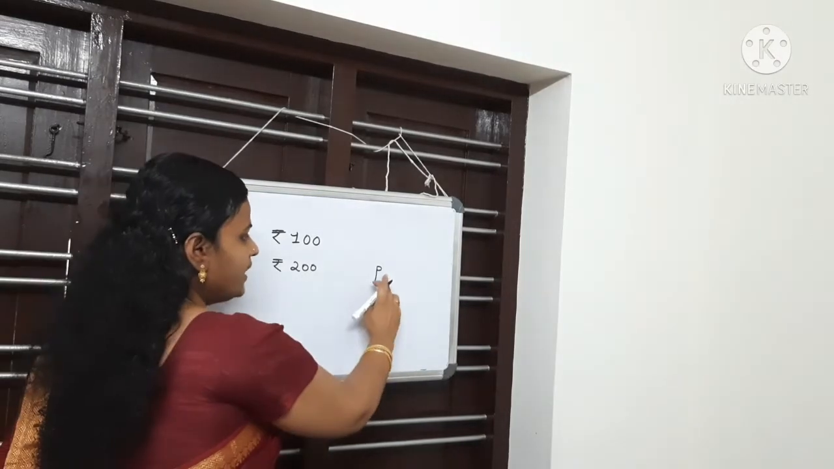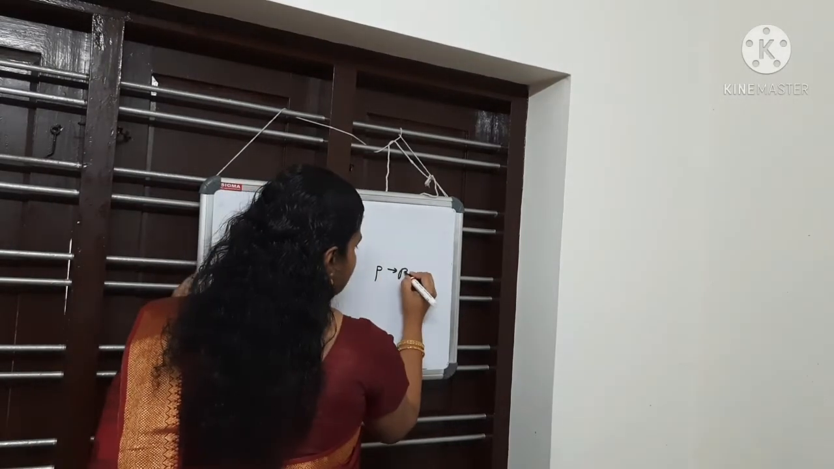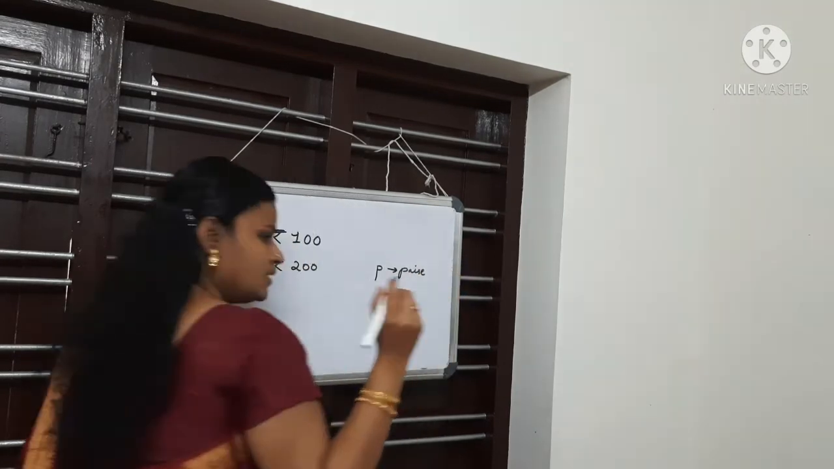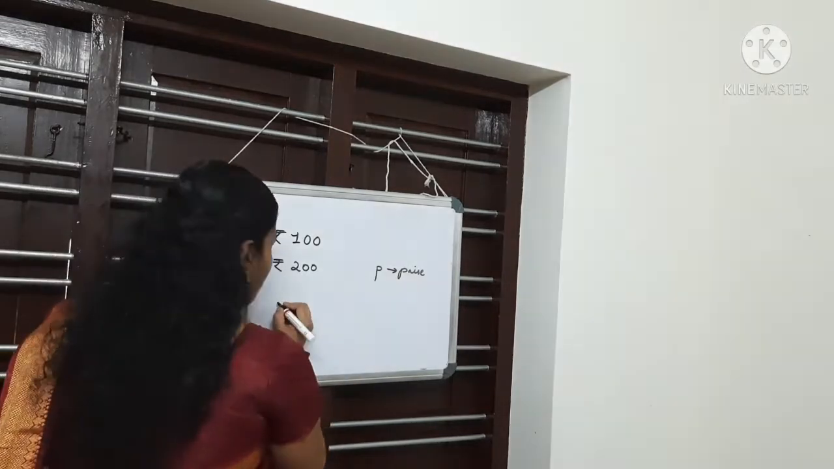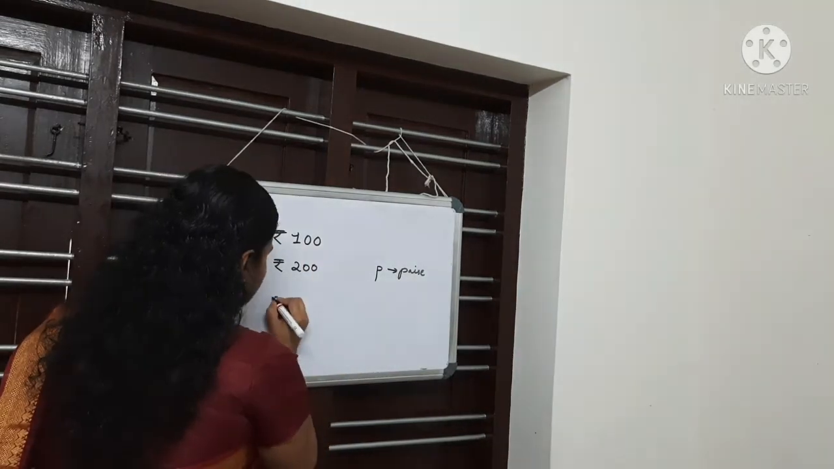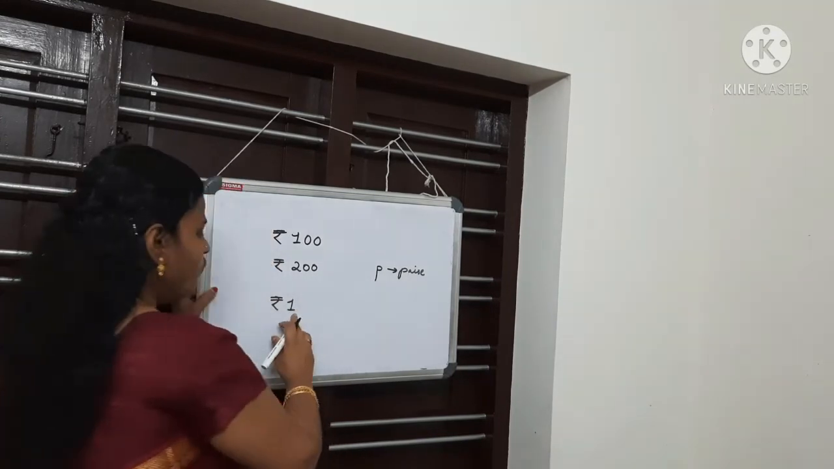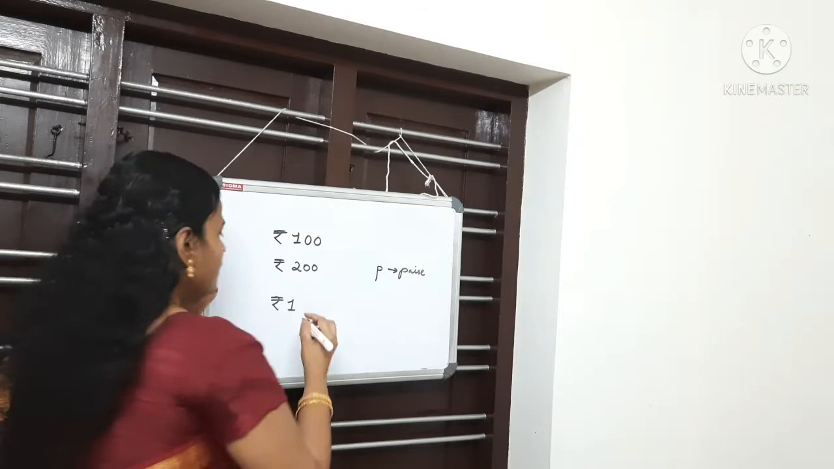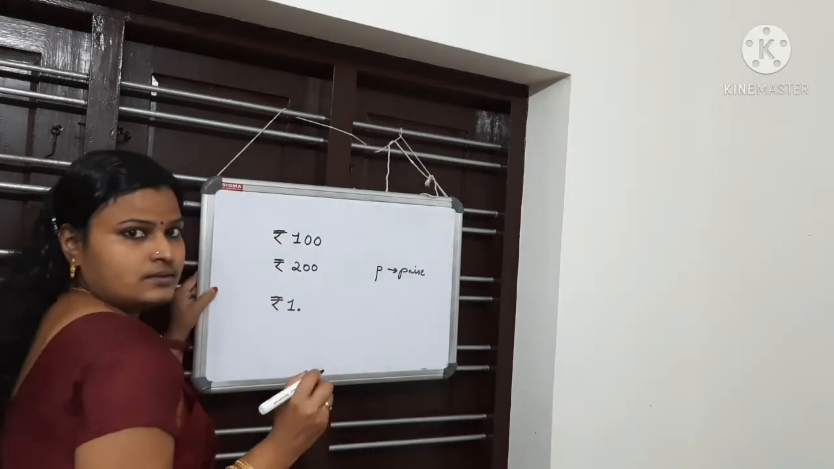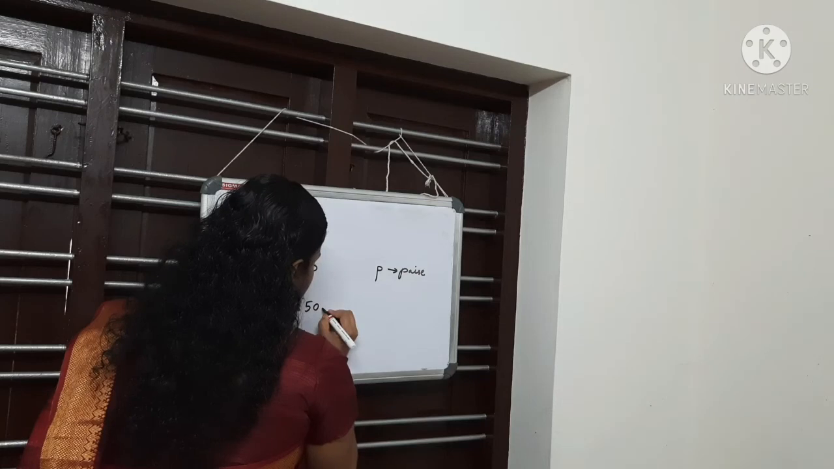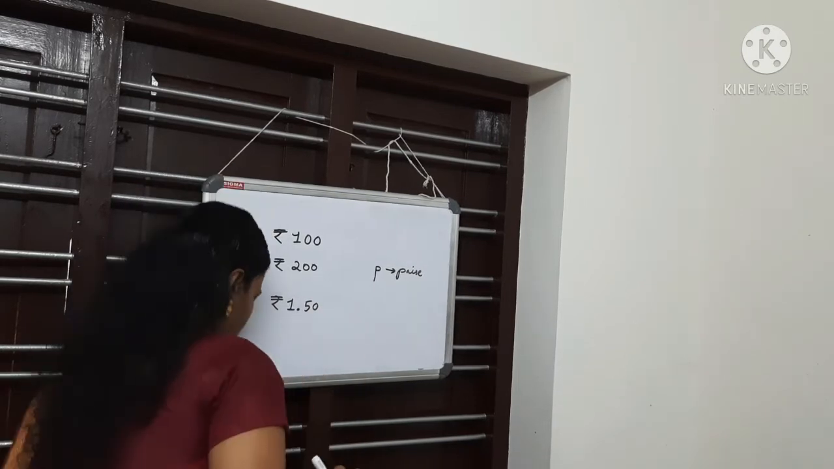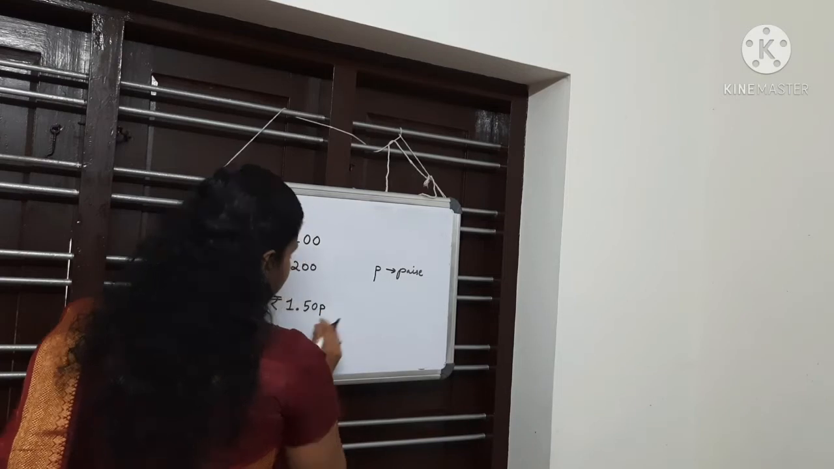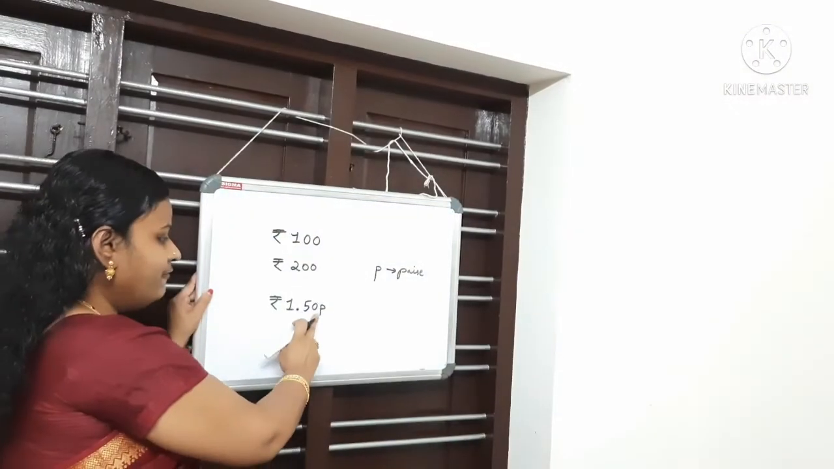Now, small p is used to represent paise. Suppose you want to represent 1 rupee 50 paise. How will you do? 1 rupee, right? So first you have to put the rupee symbol. Now I write 1 rupee and 50 paise, right? So next I should put a point. Then I should write 50. Then either I can write paise in full or I can just use the symbol. What is the symbol? Small p, right? So this represents 1 rupee 50 paise.